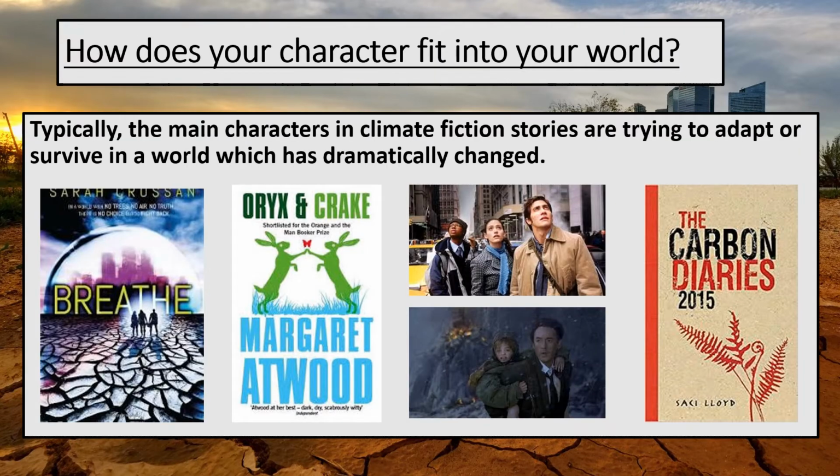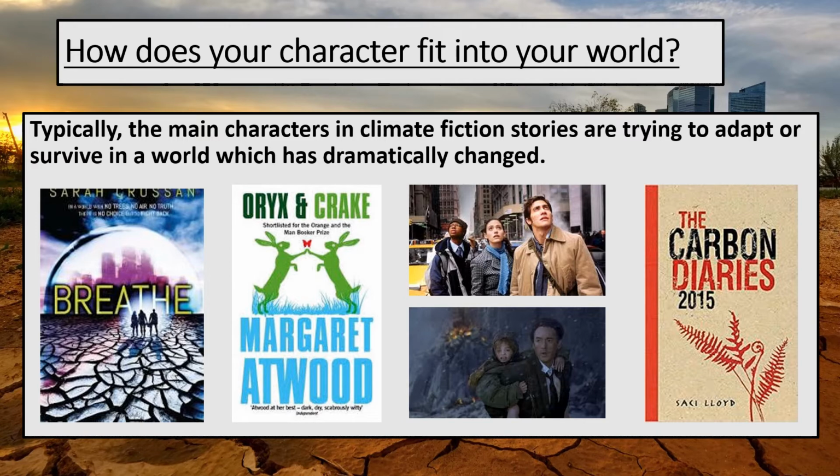The first thing that we're going to do this week is to think about the kinds of characters that we encounter in climate fiction stories. Typically the main characters are people who are trying to adapt or survive in worlds which have changed dramatically because of climate change. I'm going to talk you through these 5 examples. 3 are novels and 2 are films, and talk to you about the main characters and what it is that they are trying to adapt to and how they do that.